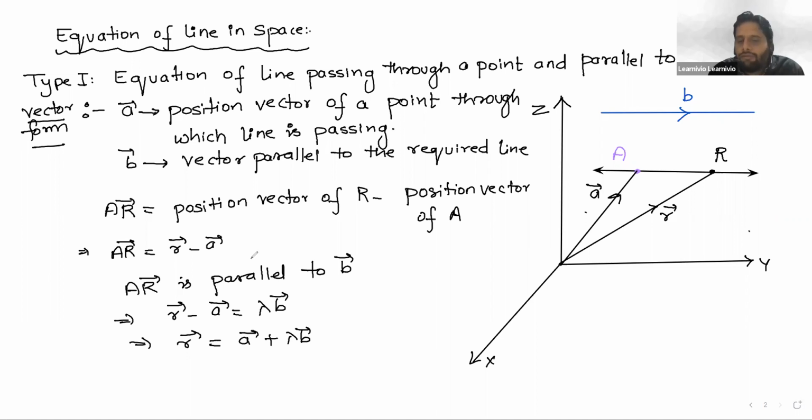If anyone has a doubt, please let me know. Otherwise, please note this down. Always remember, A is a point through which the line is passing, and B is a vector which is parallel to the line. Please note this down and confirm with me once it is done.